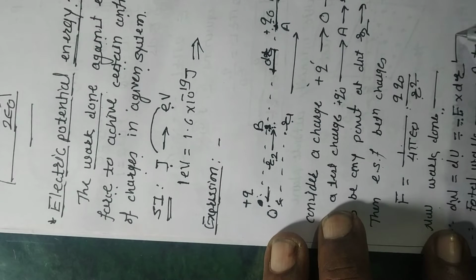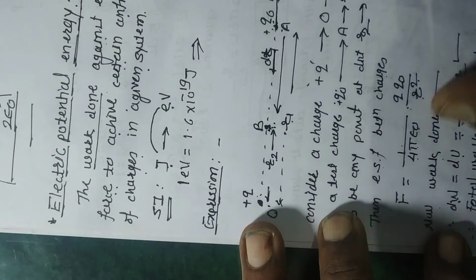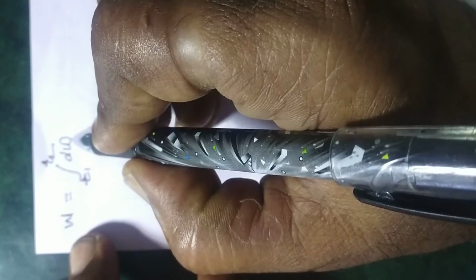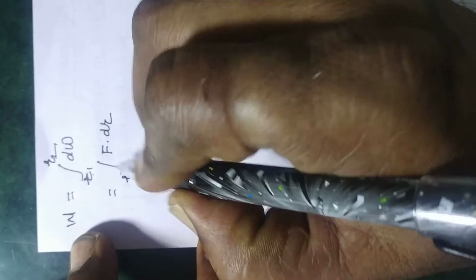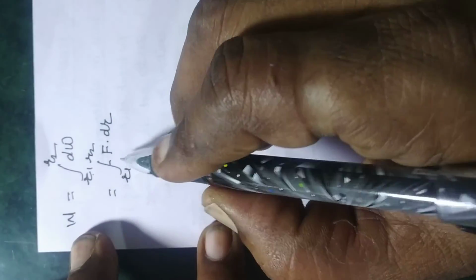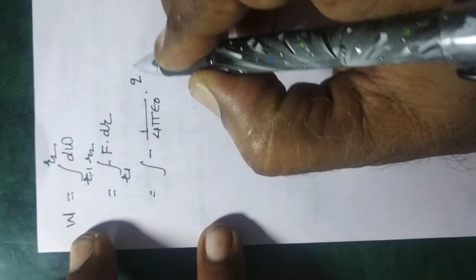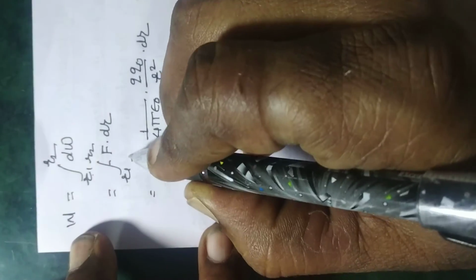This is small work for small displacement, and therefore total work to displace charge from A to B, that is total work or total increase in energy, is the integration of dW from R1 to R2, which is equal to the integration of F into dr from R1 to R2, which is nothing but the integration of minus 1 divided by 4 pi epsilon into the product of charges Q naught divided by R square into dr from R1 to R2.